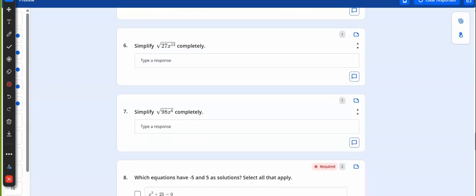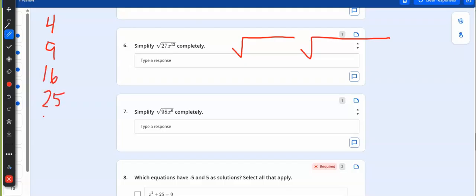All right, what about the square root of 27x to the 13th? Now, I can show you a way to do this question, but I don't know if it's the same way you practiced this. Did you guys talk about perfect squares? Yeah. 4, 9, 16, 25. What's the biggest one in this list that goes into 27? But it has to go in perfectly. 9 is correct. How many times does 9 go into 27?